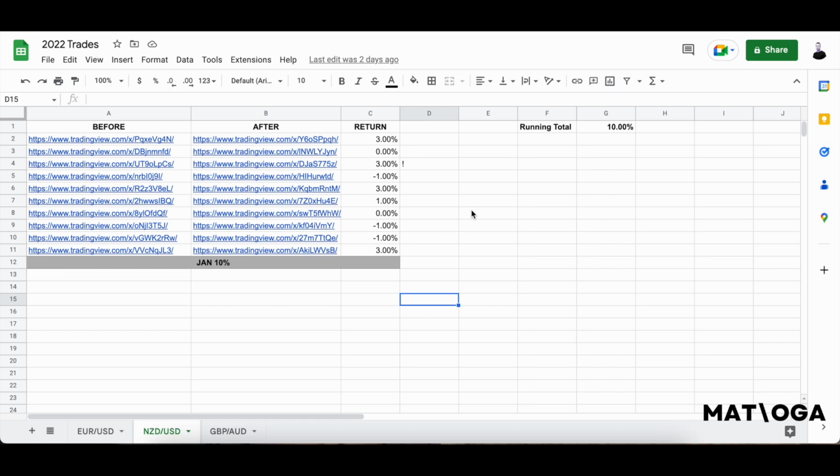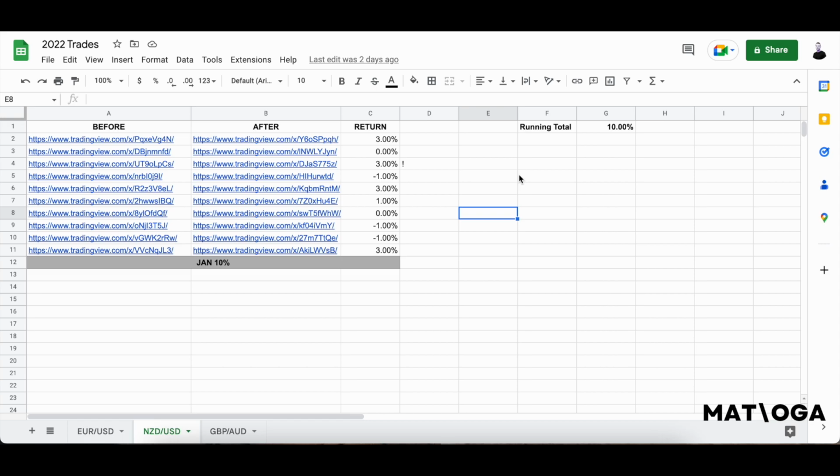All right, welcome back to another Refining Entries episode, and in this one we will take a look at the different currency pair, NZD USD, and we will take a look at January of 2022. As you can see, NZD USD generated 10% throughout the whole January.